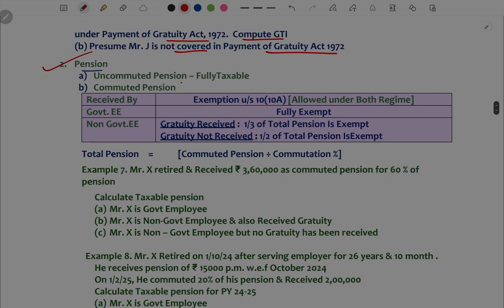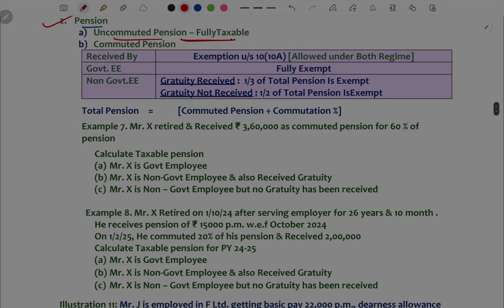Let's move to pension. Uncommuted pension is fully taxable, meaning the pension given during the employment is known as uncommuted pension, and it's fully taxable. In the case of commuted pension, if it is a government employee, it is fully exempt. If it is a non-government employee and gratuity is received, 1 by 3 of the total pension is exempt. And if gratuity is not received, 1 by 2 of total pension is exempt.